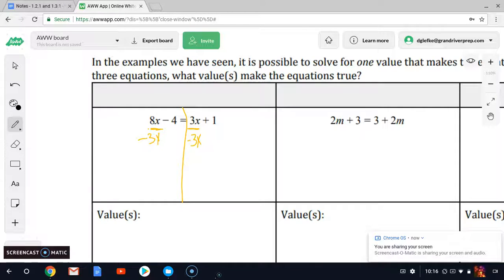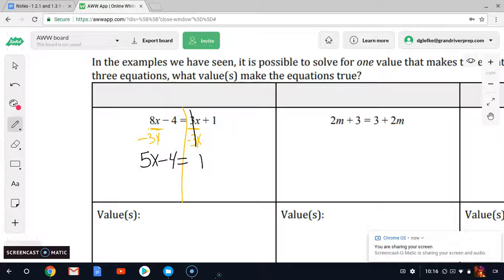What that will give us is this. We're going to have 8x minus 3x, which means we're going to have 5x. We still have that minus 4 equals, those cancel, and then we have a positive 1. So now this is a normal two-step equation. So then we can go ahead and do the next step.